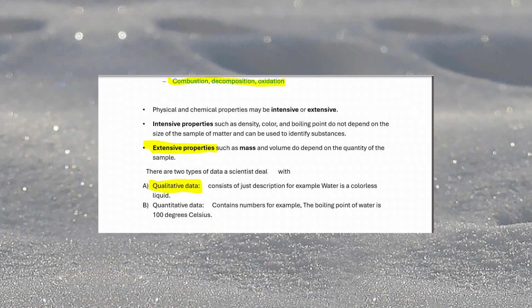What is quantitative data? Quantitative data is data which contains numbers. For example, the boiling point of water is 100 degrees Celsius. The atomic number of sodium is 11. You are 15 years old. Every statement which has a number is considered as quantitative data.